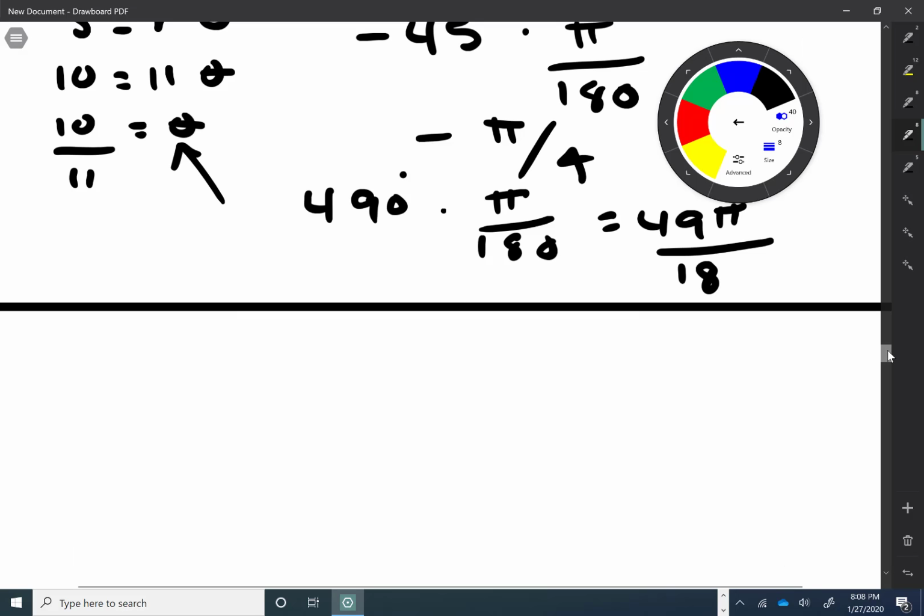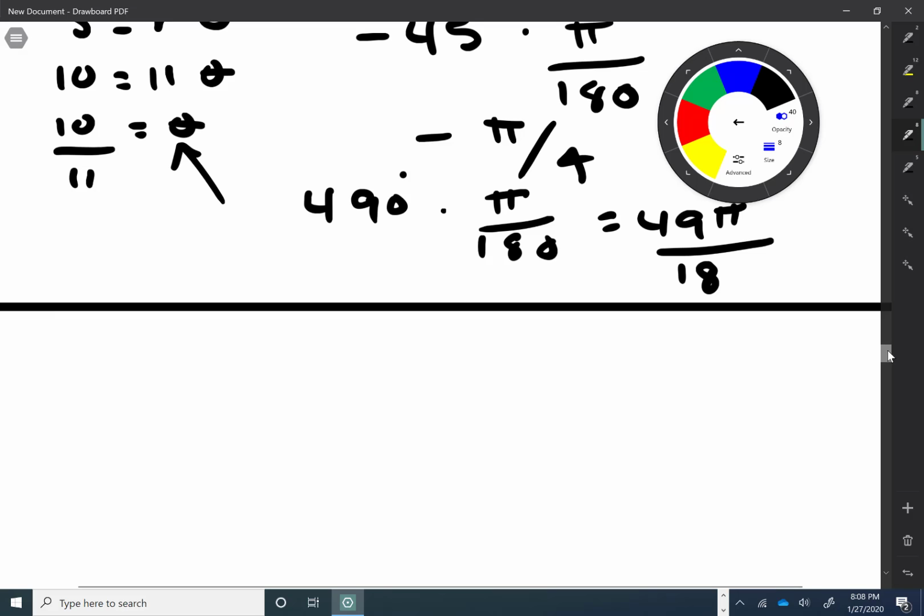10 asks for the supplement. The supplement of pi over 4, you're going to take 180 and subtract the pi over 4. So 180 minus pi over 4 comes out to 3 pi over 4, or you could do 180 minus 45 degrees. Number 11, let's see, is another word problem.